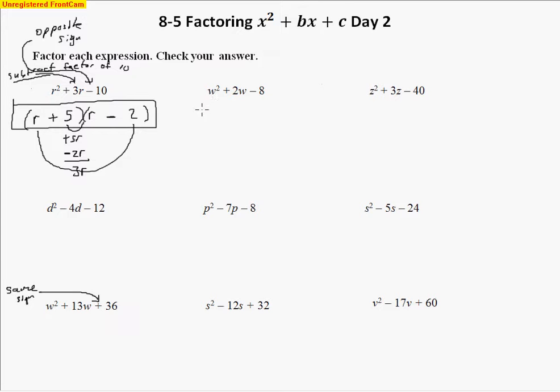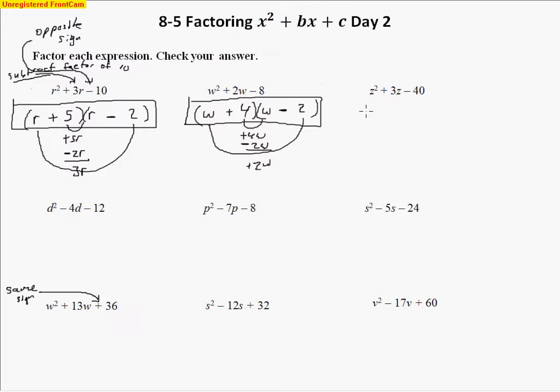So w squared. Again, minus means we have opposite signs. So I'm going to start with just w and w, and then think of factors of 8. I'm going to try 4 and 2. And when I do that, I have 4w and I have 2w. And so I go ahead and subtract, and I do get 2w when I subtract. Now, in order to get a positive, I need more positives than negatives. So 4w needs to be positive, 2w needs to be negative to make that work. That'll give me a positive 2w.